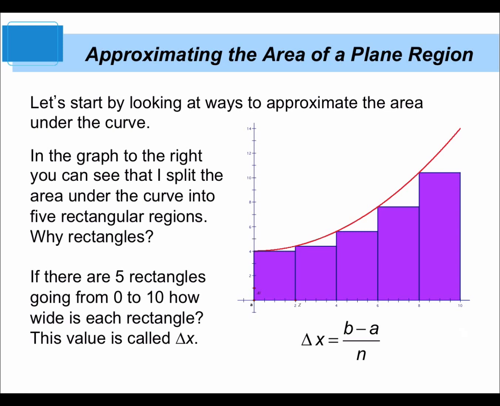Okay, so the starting point is A, the ending point is B. N is the number of rectangles. The width of each of those rectangles is delta x. So to find the width of each rectangle, you take ending minus starting, divided by the number of rectangles you want. Even though Max doesn't realize it, that's the calculation he did: 10 minus 0 divided by 5, which is 2.